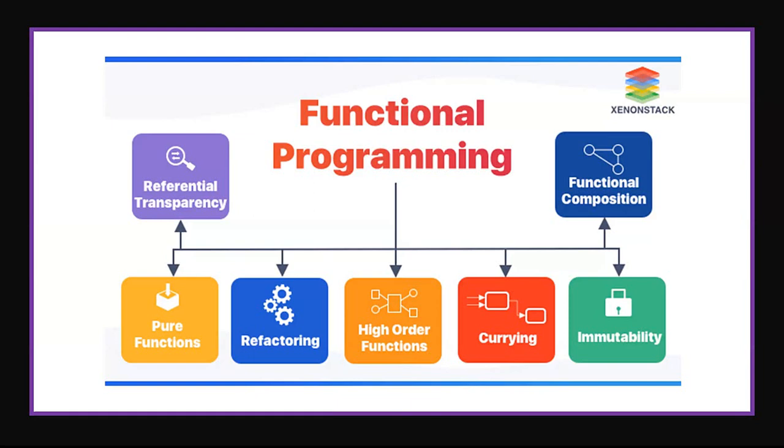Okay. And functional programming is writing a program based on function calls. So function calling function, that is the purpose. That is the program structure. But to support functional programming, you should have these different features: referential transparency, functional decomposition, pure functions, refactoring, higher-order functions, currying, and immutability. So these are different features of functional programming.